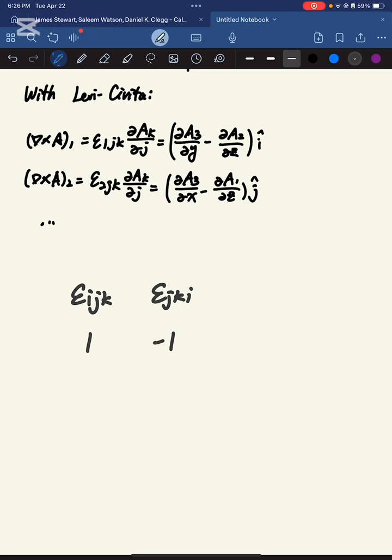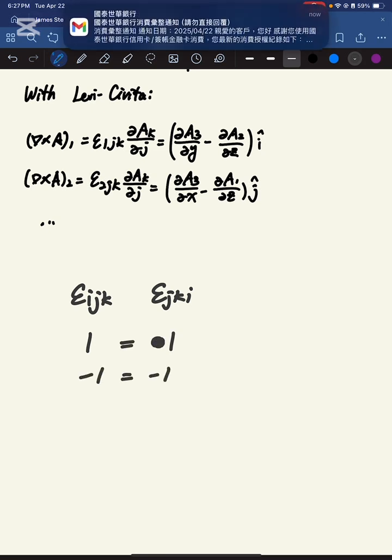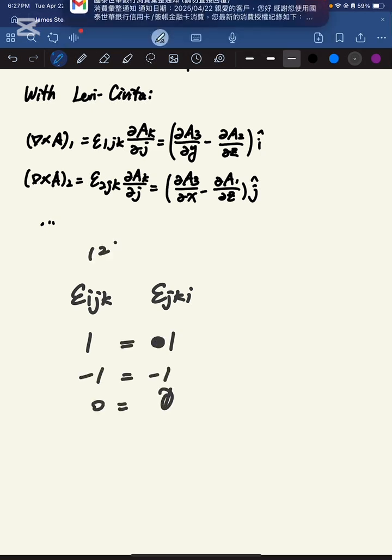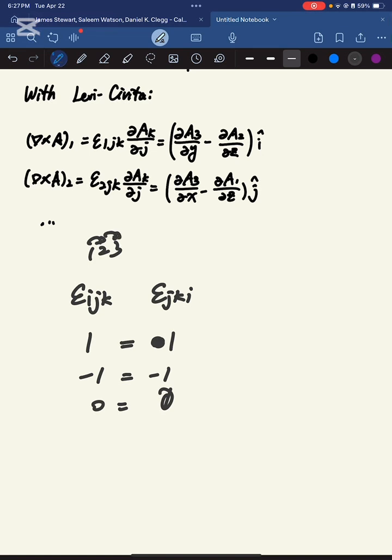It doesn't become minus 1. It is always 1, or -1, or 0. Since if it is 1 2 3 in a form, it is clockwise. So if we shift it, it doesn't change the order. So it is the same.